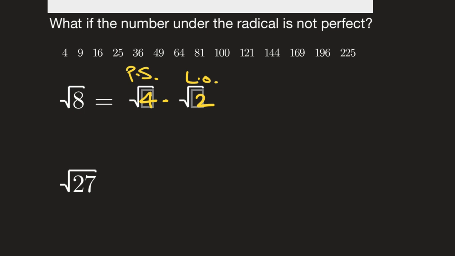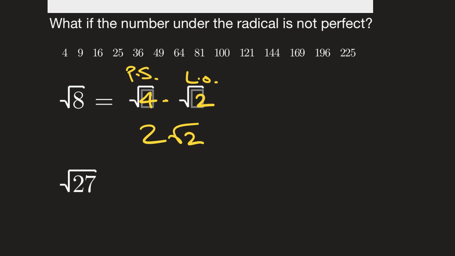But in doing so, because now I have a perfect square number involved, can we take the square root of 4? What is the square root of 4? Square root of 4 is 2. And I put my leftover root 2 behind it.